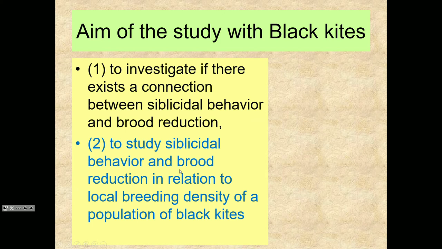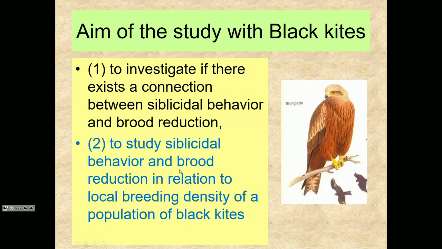And also I wanted to study the correlation between siblicidal behavior, brood reduction, and also how it can be related to local breeding density. If this could add an extra explanation. So, on a larger scope, it can affect family business. Again, as we can maybe see in humans, large things can affect family things.